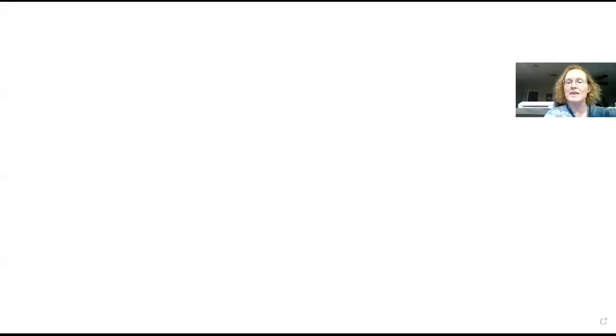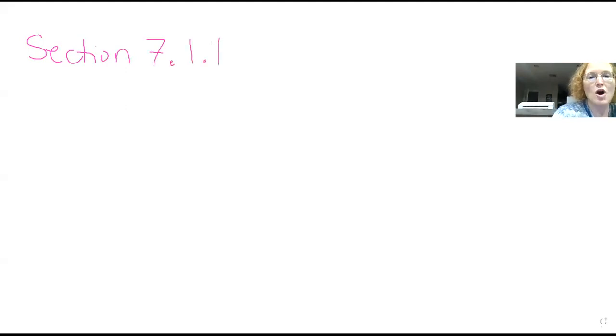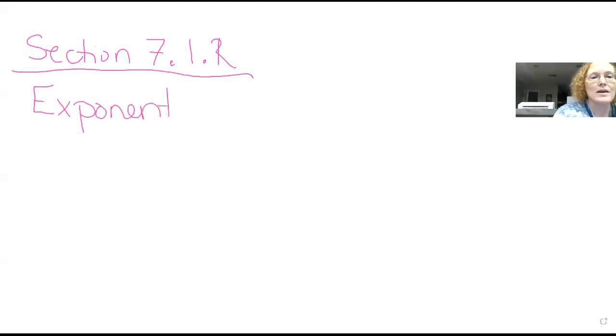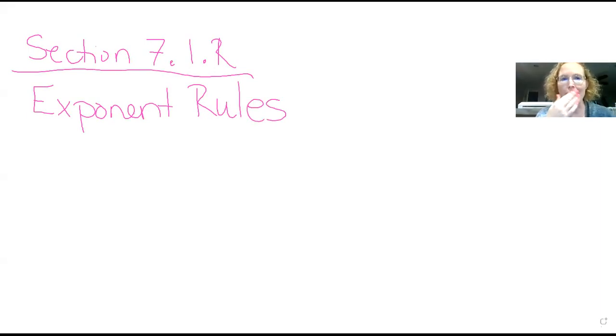Okay, so this specifically is going to be section 7.1.R, and it is essentially all about what I'm going to call exponent rules. You could call it rules of exponents, anything like that. What I'm going to do first is list a bunch of rules. Well, I say a bunch. I think I've got four or five. And then we are going to try to apply those to some of the problems that we have.